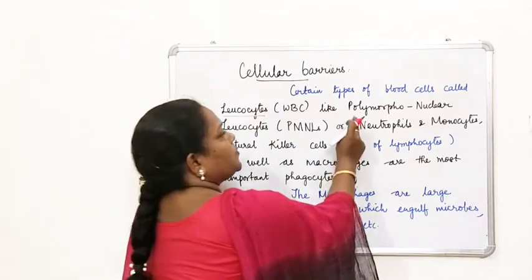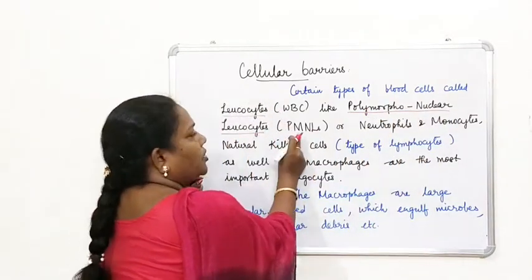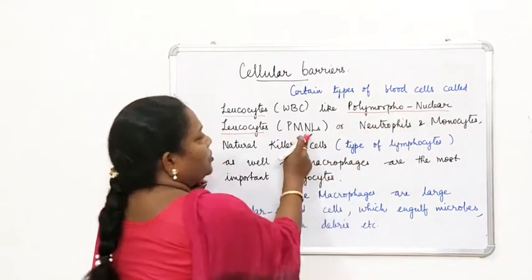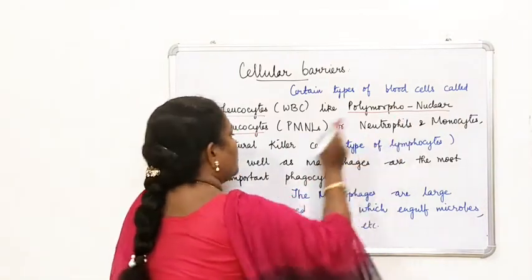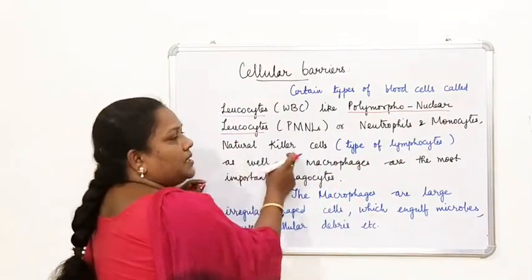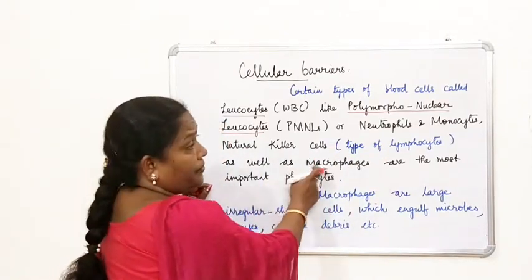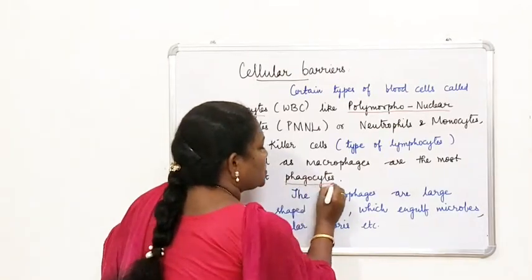So what are the types of cells? Polymorphonuclear leukocytes. In short, you call that PMNLs, polymorphonuclear leukocytes, right? Or neutrophils and even monocytes, right? And natural killer cells. So these are the types of lymphocytes. And macrophages also. So all these cells are the most important phagocytes.